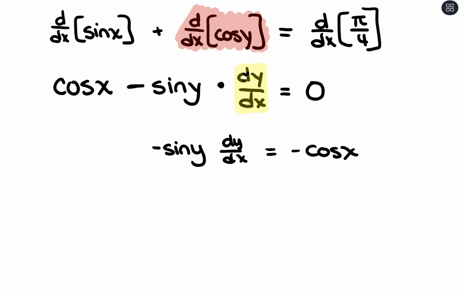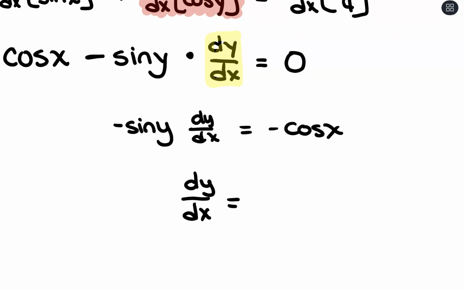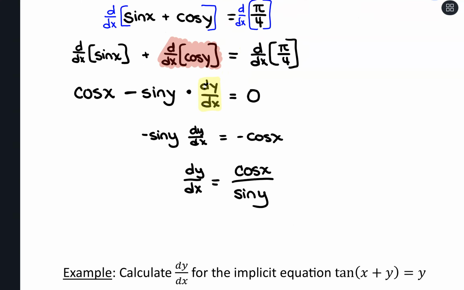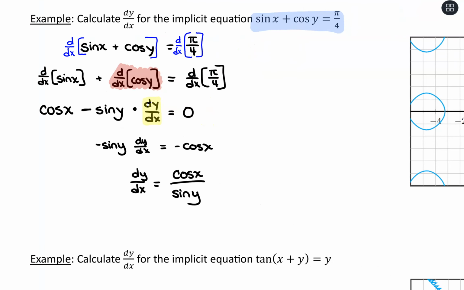And then divide by sine. So negative divided by negative will give us a positive, and we'll have cosine of x in the numerator, sine of y in the denominator. And that'll be our derivative function. So then we can start finding derivatives at specific points by plugging in x, y coordinates.